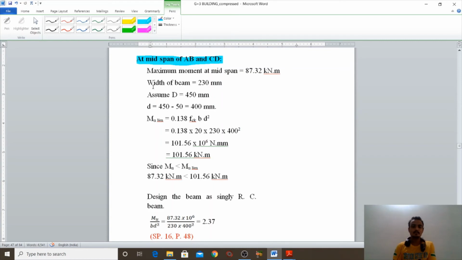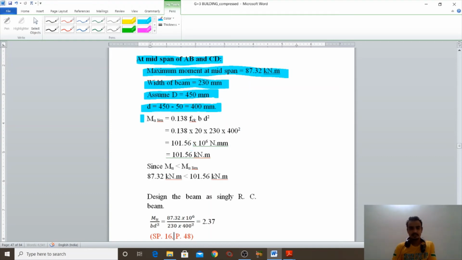So maximum moment at mid span is 87.32 kilonewton meter. We assume width of beam 230 mm, depth 450 mm. So effective depth is 400 mm, with 50 mm cover subtracted.